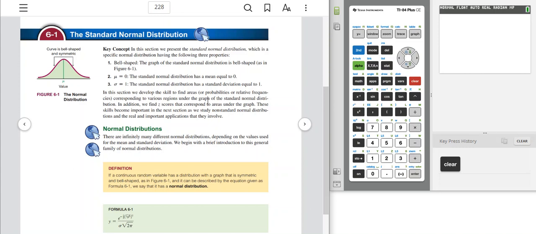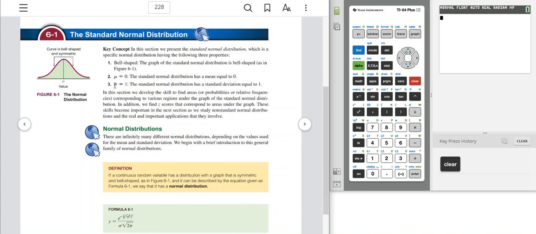We are looking at one particular normal distribution. This isn't representing all of them. This is representing one, and the characteristics of them, for the most part, are the same except for this. Now, they all have this bell shape, kind of like this. Now, number two here, the mean equal to zero is just particular to the standard normal.